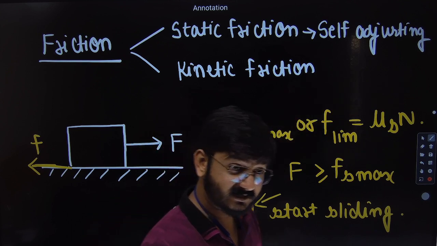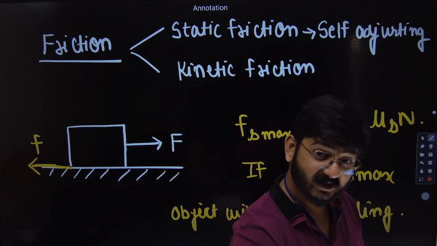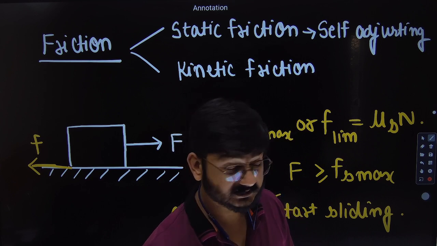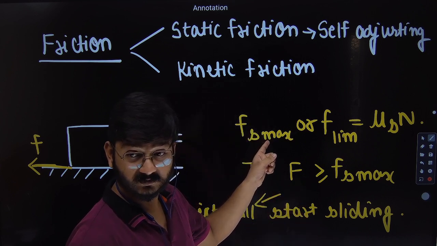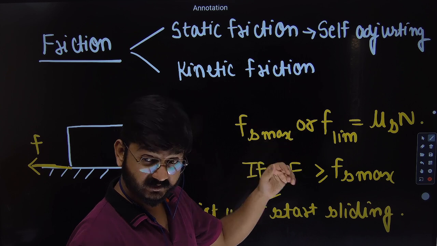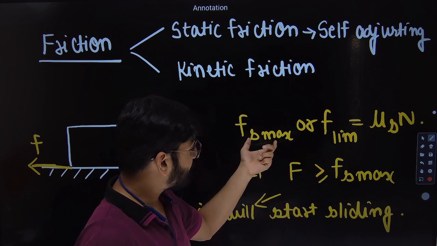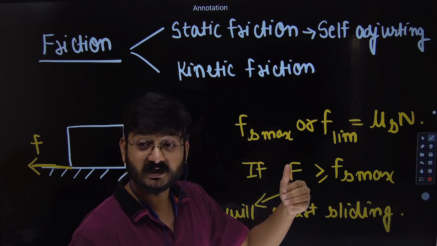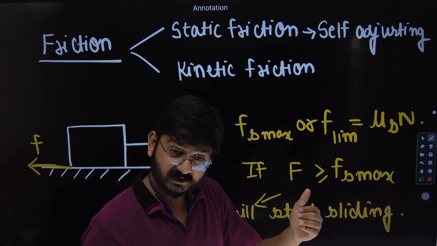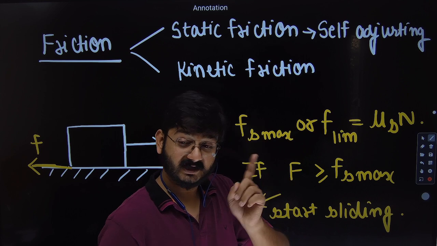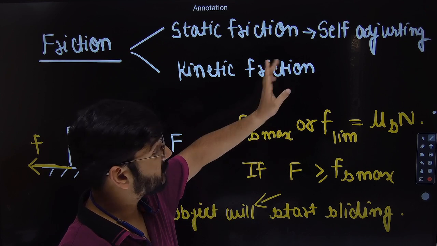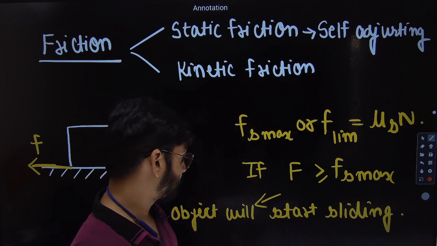So whatever external force I apply, static friction will take the same value in the opposite direction, up to this value, because this is the maximum. If you apply a force greater than maximum static friction, what will happen? The object will start moving. Before that, the object will not move, and static friction will be the same as the force. That is the meaning of the word self-adjusting.